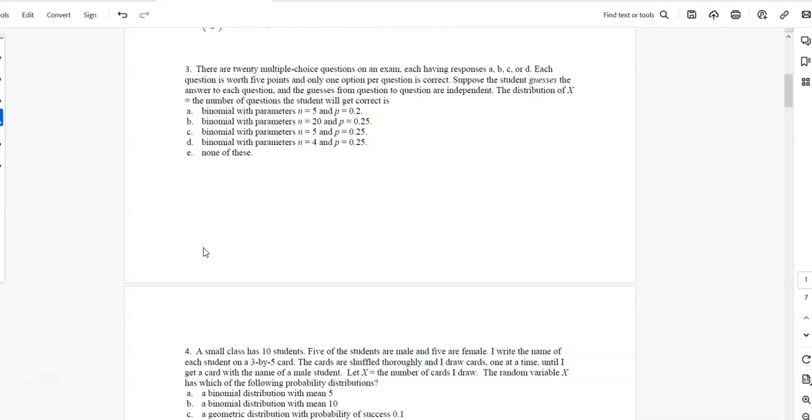You just want to figure out what n is. n is going to be the number of questions. That's 20. The probability of success is 0.25. I could have stopped at n equals 20 when you look at the answers. There it is.